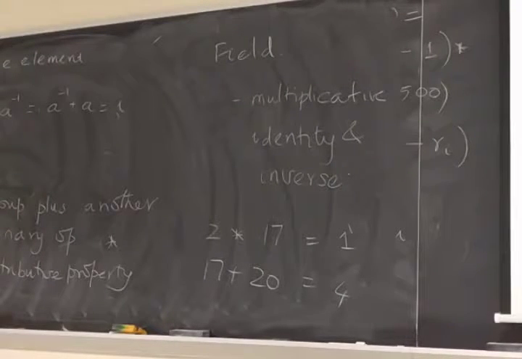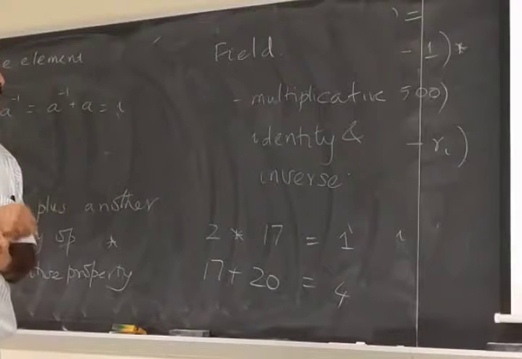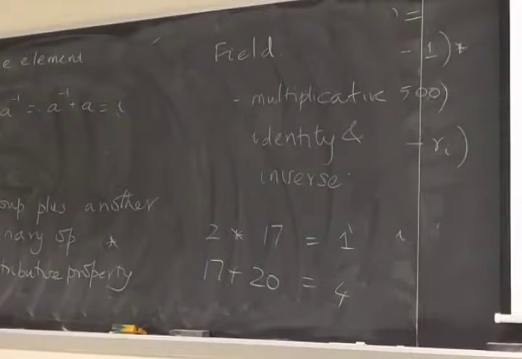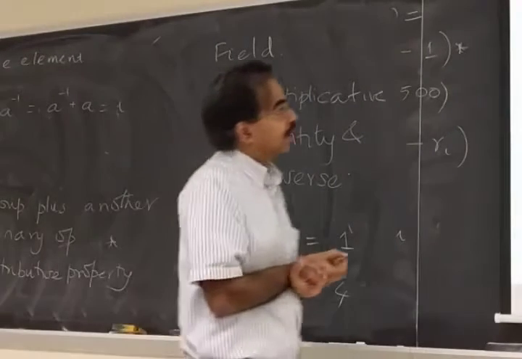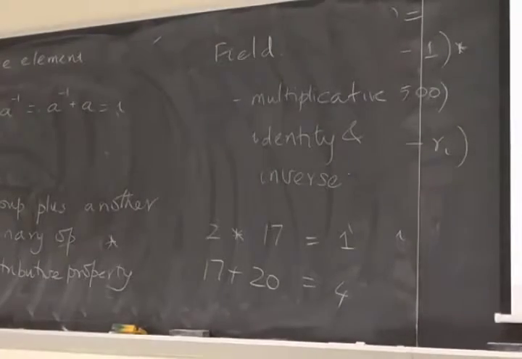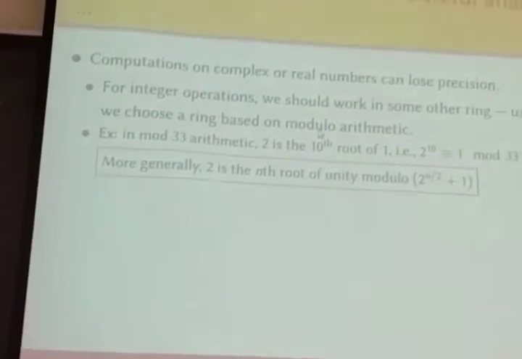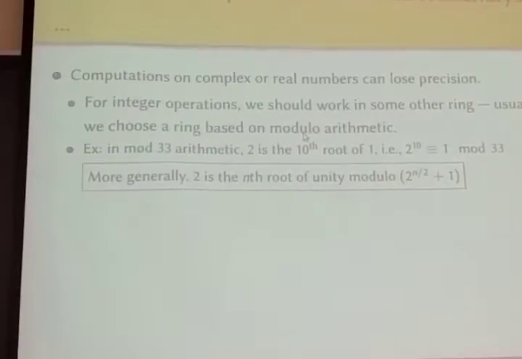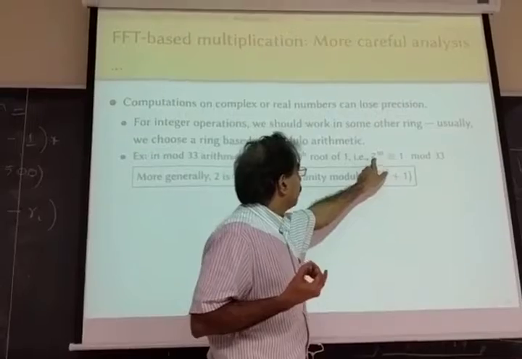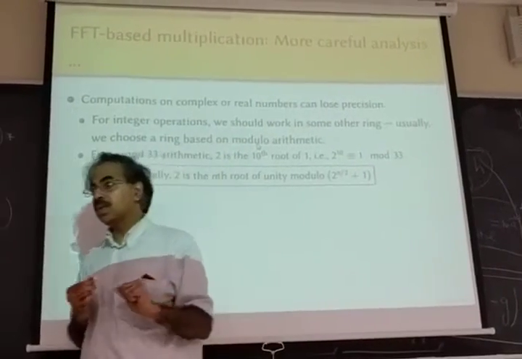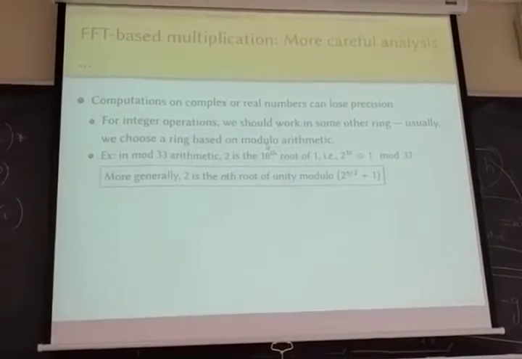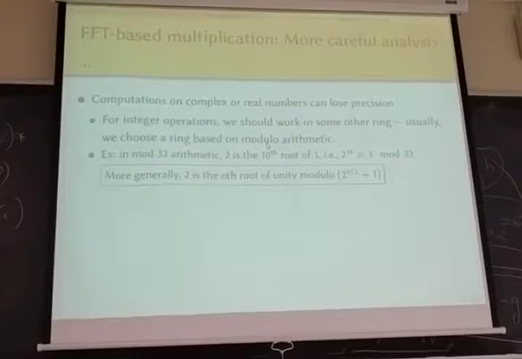So once you have that, if you choose it appropriately, then you will find that in that structure you can get roots that you want, right? So for instance, if you compute 2 to the power 10 using modulo 33 arithmetic, you will find that it is equal to 1. Okay, so the 10th root of unity exists in this structure.